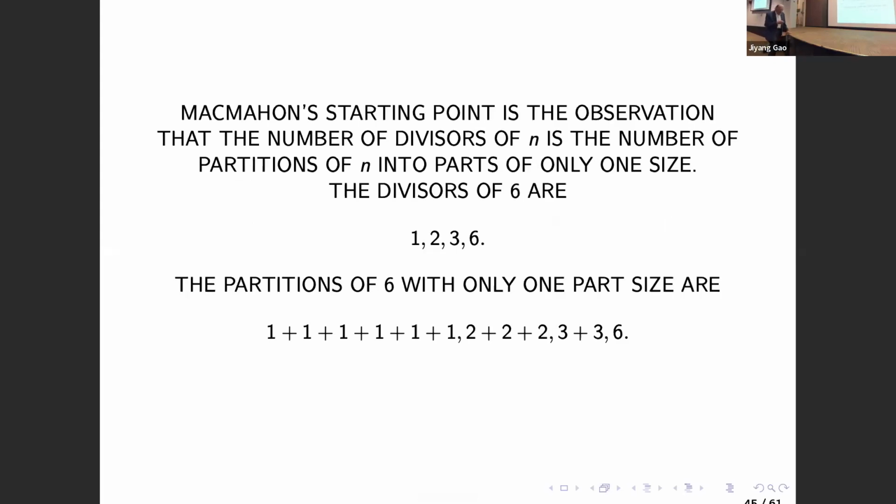So MacMahon's starting point is the observation that the number of divisors of n is the number of partitions of n into parts of only one size. So the divisors of 6 are listed here, and the 4 partitions of only one size are listed below, and it's obvious what the relationship is because, as we learned in elementary school, multiplication is successive addition.